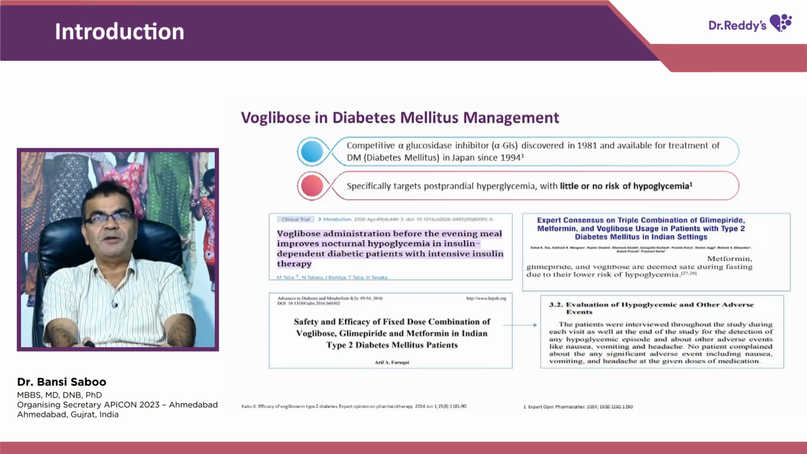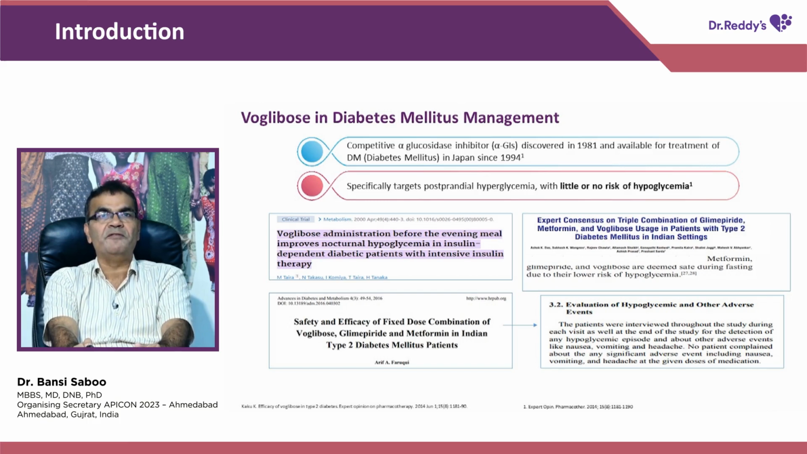Voglibose in diabetes patient management is a competitive alpha glucosidase inhibitor which was discovered in 1981. It has been available for almost 25 or 30 years in our country. In Japan it was in 1994, and for the last 20 years in our country also. It specifically targets post-meal hyperglycemia with no risk of hypoglycemia, and there are multiple papers to suggest that. It is very effective to control post-meal glucose, and not only post-meal glucose, even our HbA1c also.